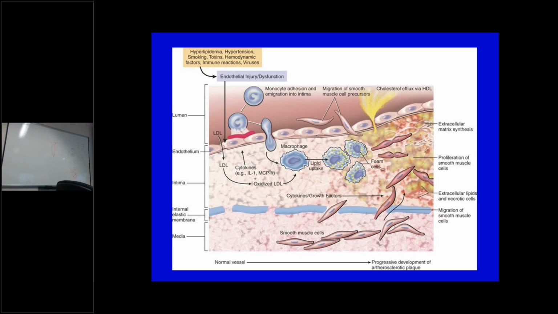You get migration of white cells that come in here, macrophages, and they eat up a lot of the lipids to try to get rid of them. When there's too much, oftentimes they don't just stay there. So you get this excessive adipose tissue and macrophages and white cells that can scar in and create a plaque.